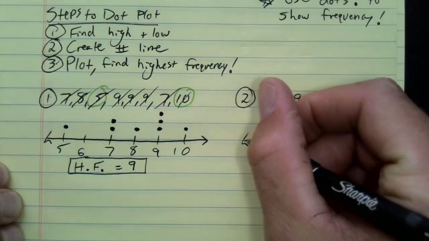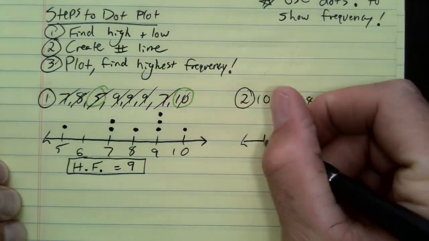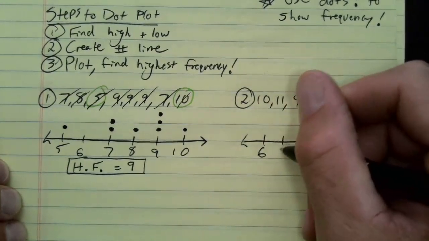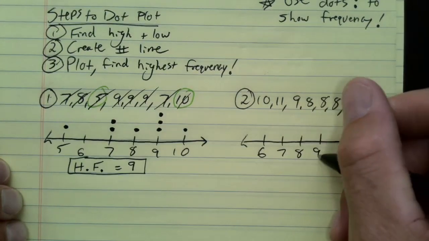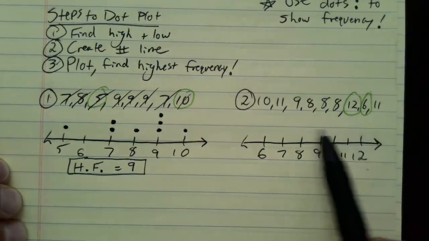So step 2, just create your number line. So create your number line right here. And 6 is on the low and 12 is on the high. 7, 8, 9, 10, 11. So now all that's left is just plot.